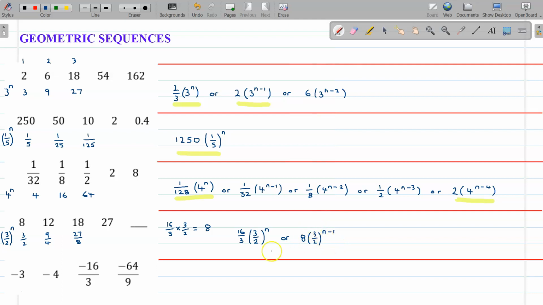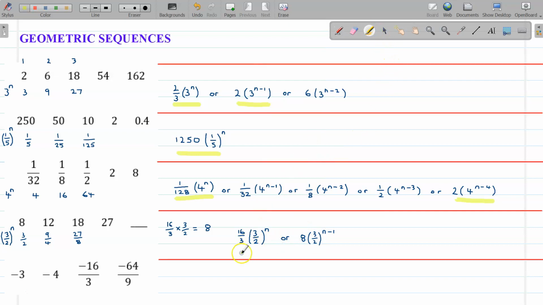Now notice when I have a fraction, I'm putting the power outside the bracket because that has to apply to the whole fraction. In these cases up here, I could have put the n outside the bracket. It wouldn't have mattered. Right, so that's the answer I would give for that one, either of those two there.